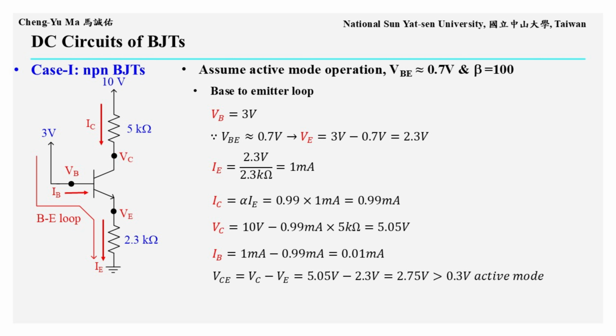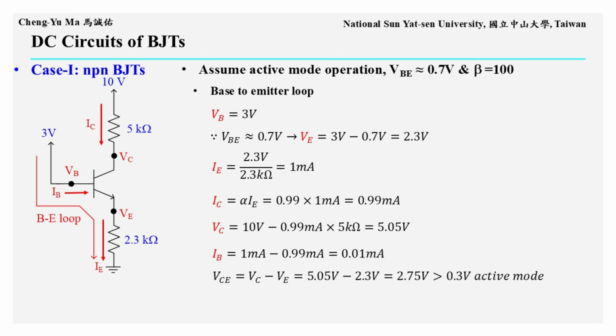Next, IC equals alpha times IE. With beta equal to 100, alpha is about 0.99, so IC is 0.99 milliamperes. After IC is found, VC equals 10 volts minus IC times RC, which gives 5.05 volts. Since IC and IE are both known, IB equals IE minus IC, which is 0.01 milliampere.